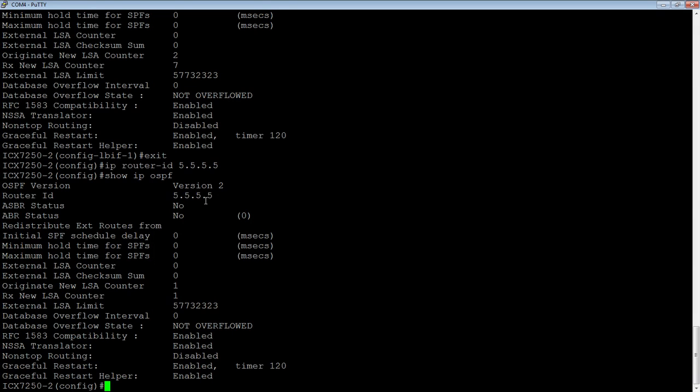So that's it. Best practice is to configure a router ID. If you don't have a router ID, it uses the IP of the lowest loopback. If there's no loopbacks, it uses the lowest IP on the device.